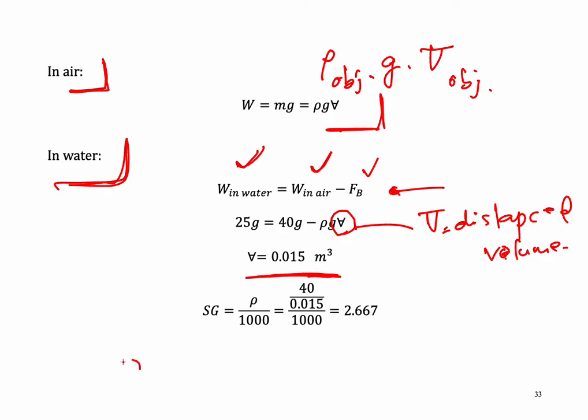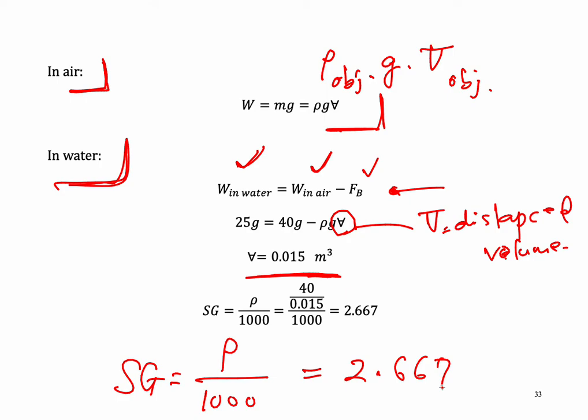So we know that specific gravity, as we learned in the previous chapter, is the density of a specific object divided by 1000 kg per meter cube, which is the density of water at 4 degrees Celsius. So if we do this, we found that the SG is equal to 2.667. Please bear in mind that specific gravity does not have any units. So it is a ratio of density between a specific object and water.